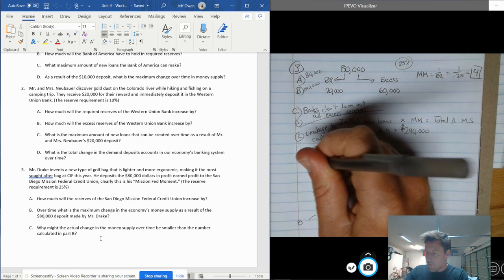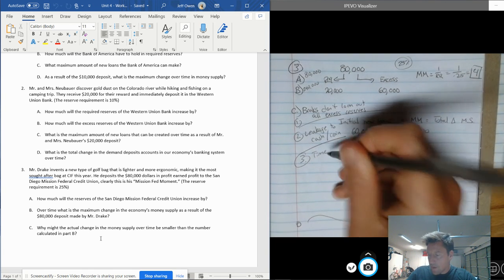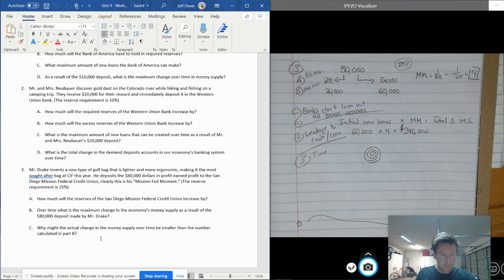And the third one, even though, like I said in the last one, I don't think it's really a third one, is time. It takes a very long time for all the money to multiply through the system.